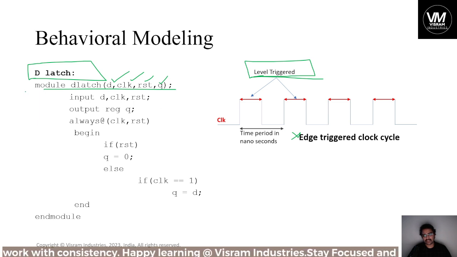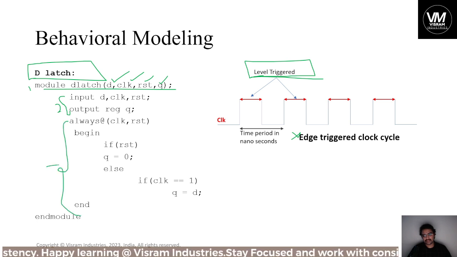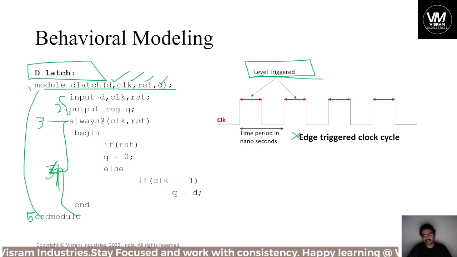Input and output declared. Part 1 and part 2. Begin and end. This is the step 3, and this is the step 4 and step 5. This is related to the part 1. You can see if reset, Q is equal to 0, and else if clock is equal to 1 at the level triggered.